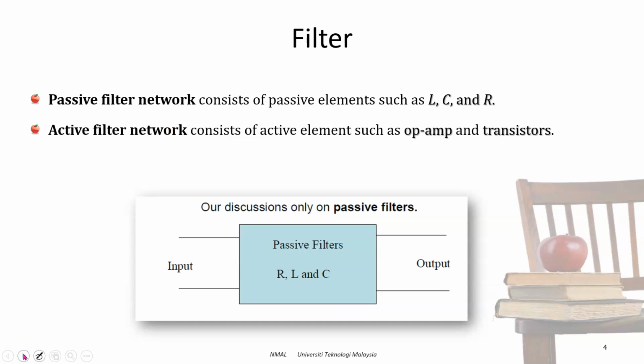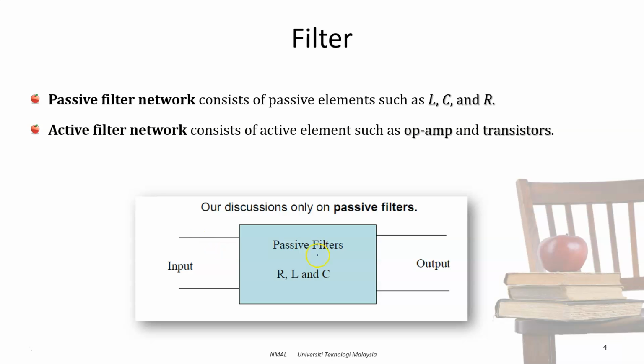Okay, there are actually many types of filter, and for this lesson for signal and system, we are going to learn about passive filter network. Okay, passive filter network consists of passive elements such as inductor, capacitor, and also resistor. These are called passive elements. Meanwhile, active filter network consists of active elements such as op-amp and transistor. So I believe you will learn, or you have learned this in the electronic subject. So our discussions are limited only on passive filters.